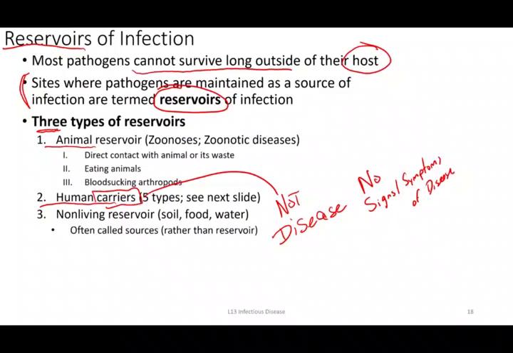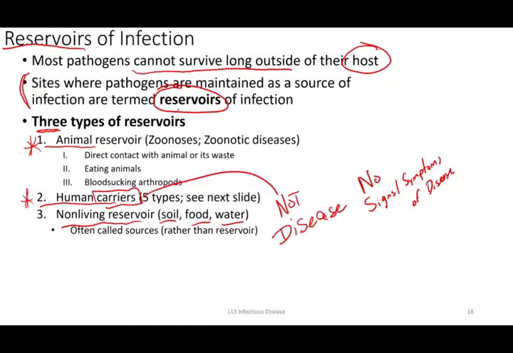But first, we just want to say, okay, what are we differentiating here, and why are we using this term reservoir with humans? And so these are humans that can harbor and hold on to the microorganism without showing signs and symptoms of disease. And then there are also what we call non-living reservoirs. So obviously humans and animals are both living, but these, soil, food, and water, are going to be reservoirs that certain microorganisms can survive within.